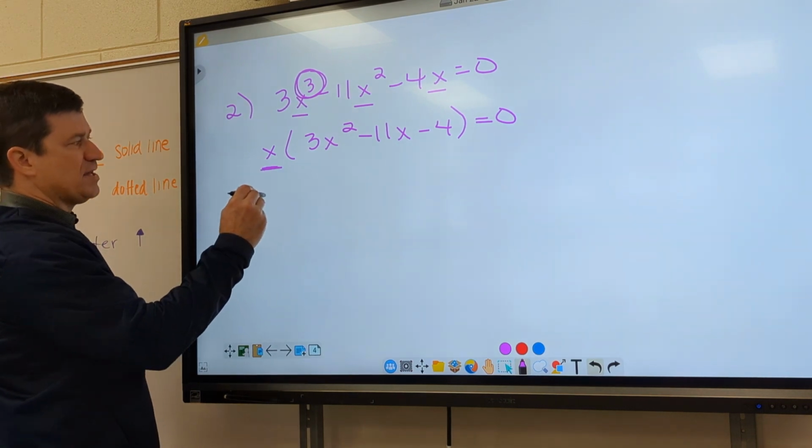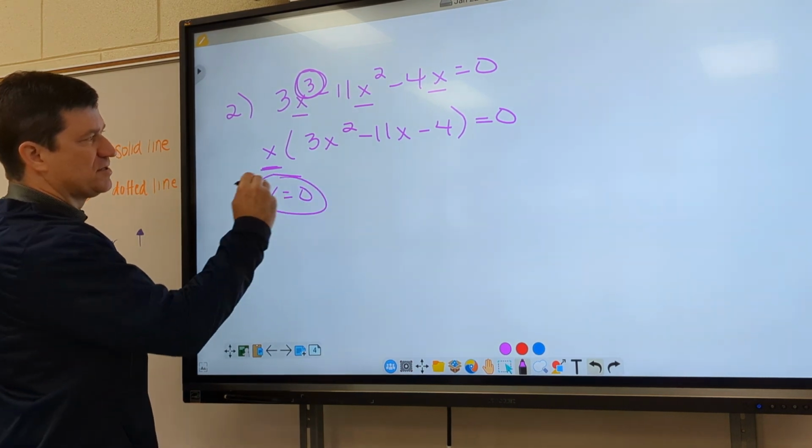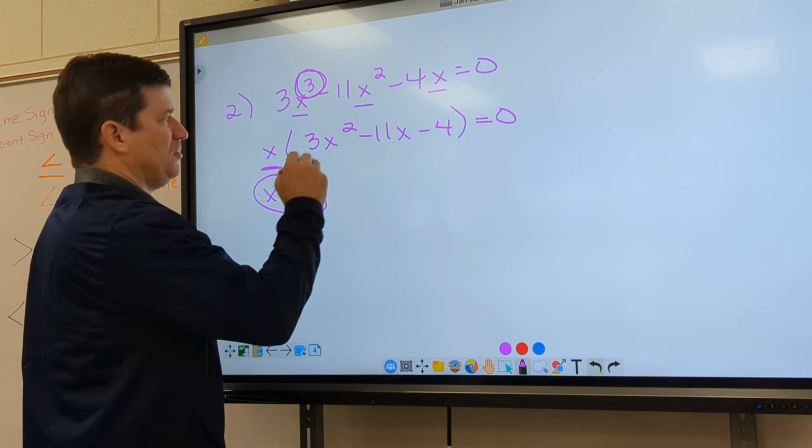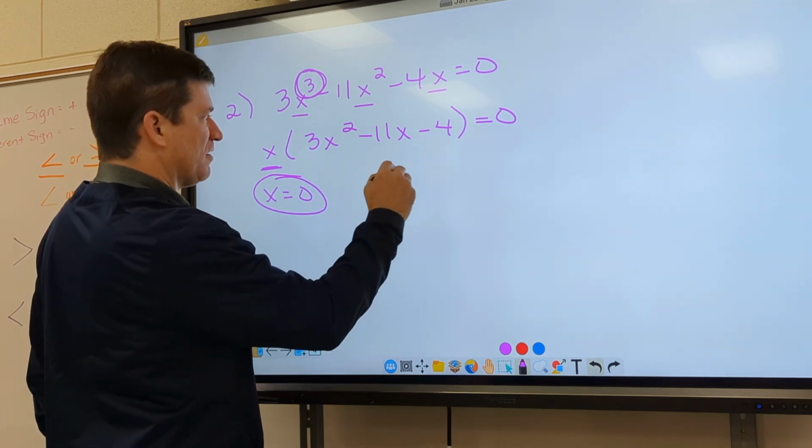So by having the x out in front, we know our first answer is x equals 0. And you find your remaining answers by doing the quadratic formula.